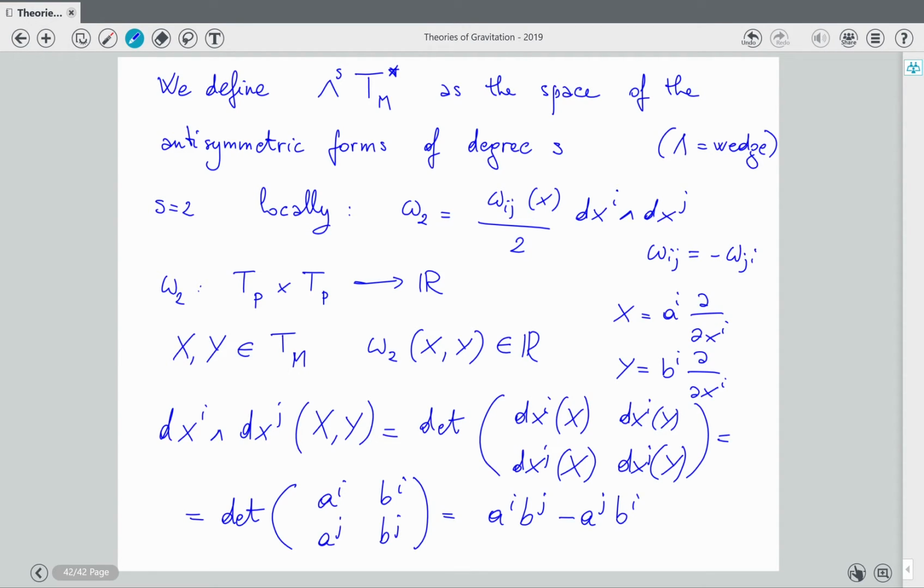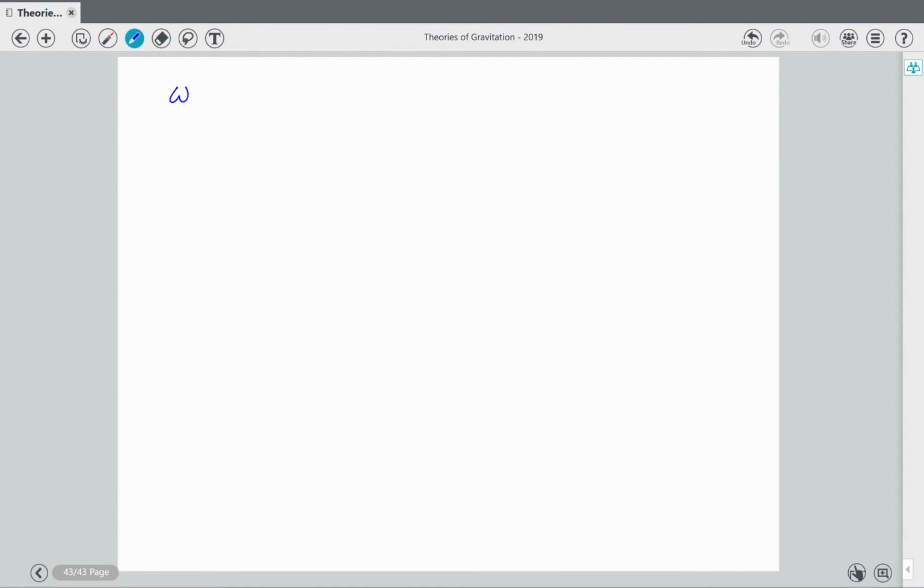So omega 2 on X, Y is what? Omega ij divided by 2 times ai bj minus bi aj. So it's even simpler with this notation. You just contract the two vectors with the tensor, which is the differential form.